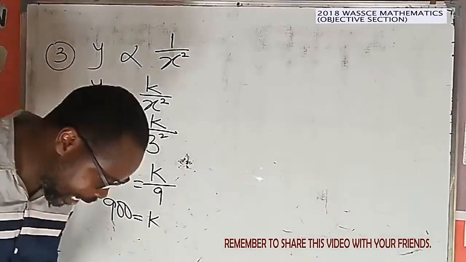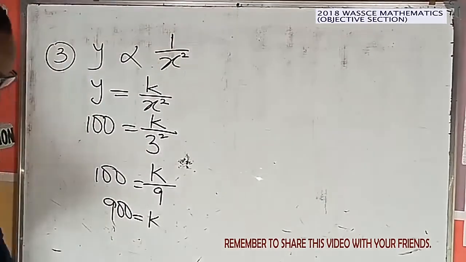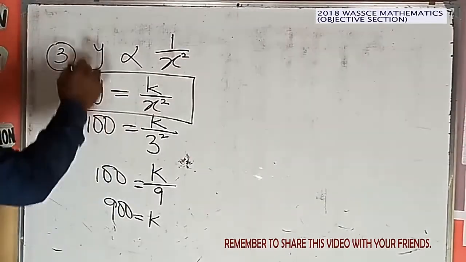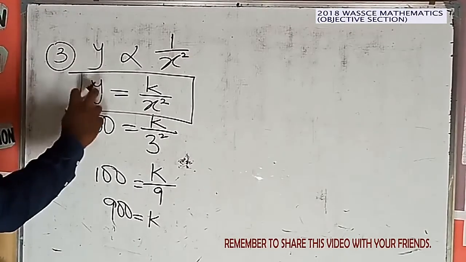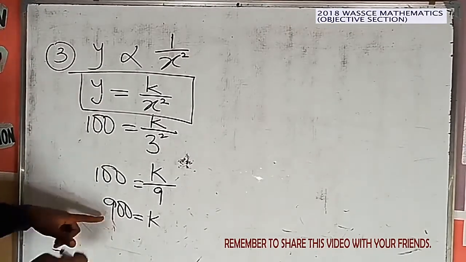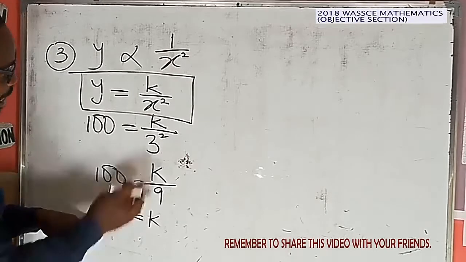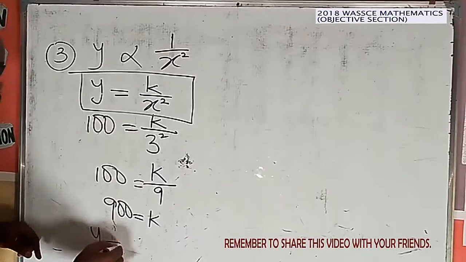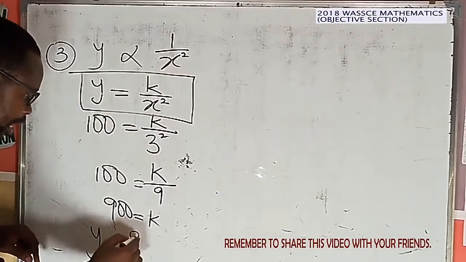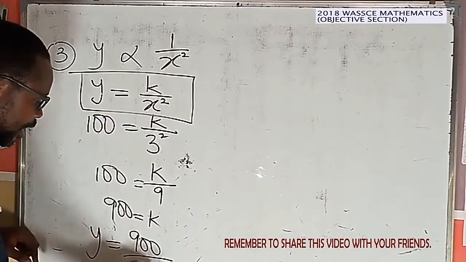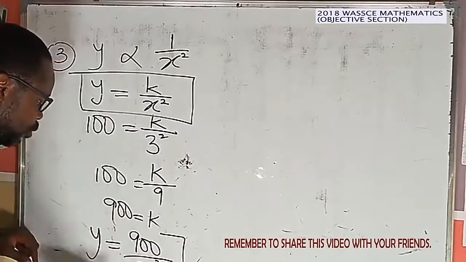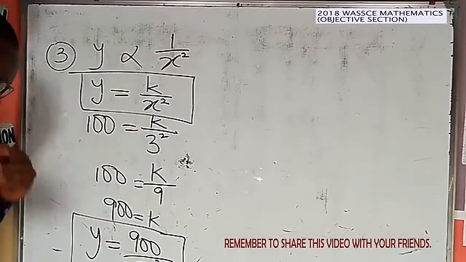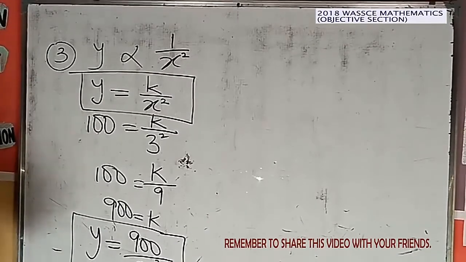The question said we should find the equation connecting x and y. That equation comes back to this level. This is the equation connecting x and y. All I need to do now is to take my value of k as 900 and put it. So in that case, I have that y is equal to 900 over x squared. So this is the equation connecting x and y.